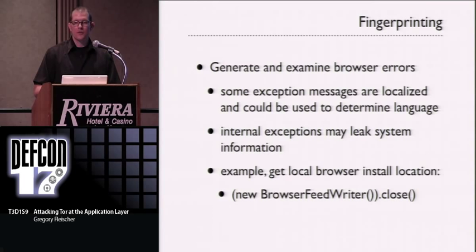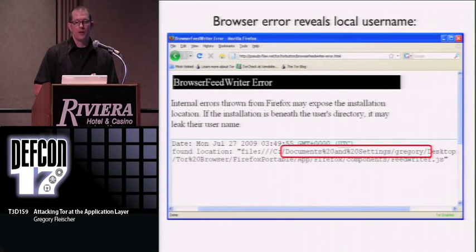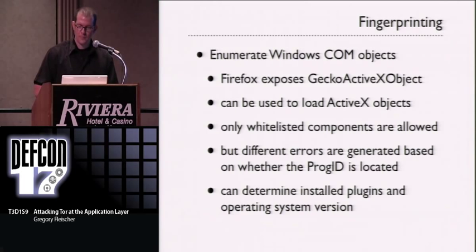Additionally, we can look for internal exceptions, generate errors in the Firefox code. Here's a pretty good example. This browser feed writer has a problem where if you create it without calling a method and then close it, it generates this exception message, and it actually leaks your installation location. Normally that's probably no big deal if you have it just installed in the normal location. But if you have Tor browser bundle installed and you put that on your desktop, this will reveal your username. And this can happen in Linux and Mac OS X as well.